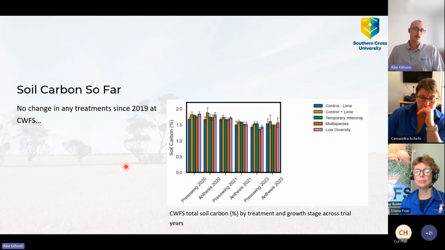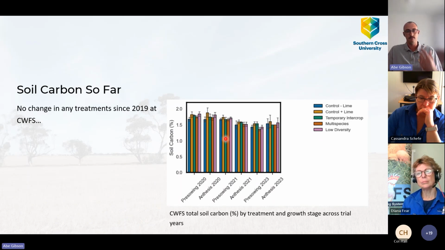So the reason why we're here is soil carbon. Across the trial at Central West, there's been no significant change in soil carbon. That's total soil carbon as a percent. There's some ups and downs, a potentially declining trend. That 2022 year is missing, so maybe some issues around biomass there. But statistically speaking, no differences that we can hang our hat on there. And we're hovering around 1.75 to 1.6% at Central West, so pretty high for the region compared to the numbers that we've seen so far.